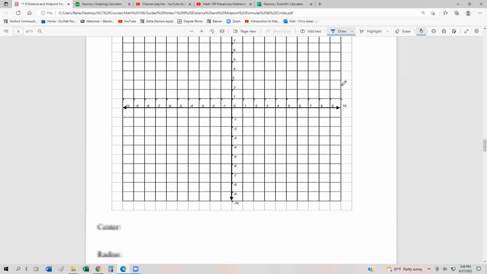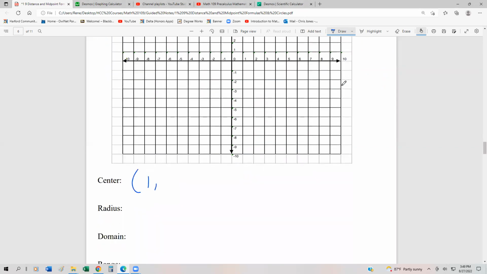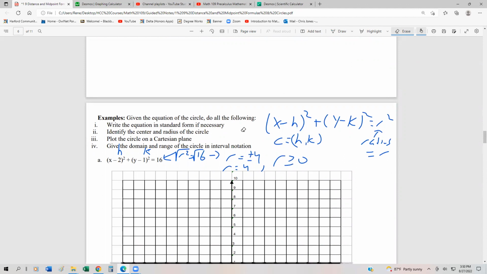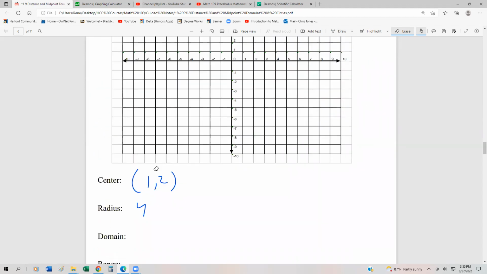So if we go down here, the center of this circle is going to be 1, 2, and the radius is going to be 4. Okay, so if that doesn't make sense, just rewind the video. Oh, sorry, it should be 2, 1. Sorry, I went backwards from that. So this should be 2, 1. Okay, so that's (2, 1), and your radius is going to be 4.